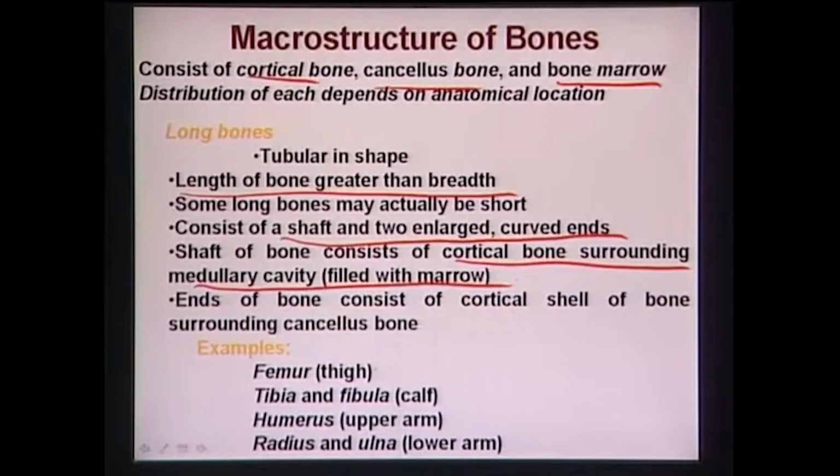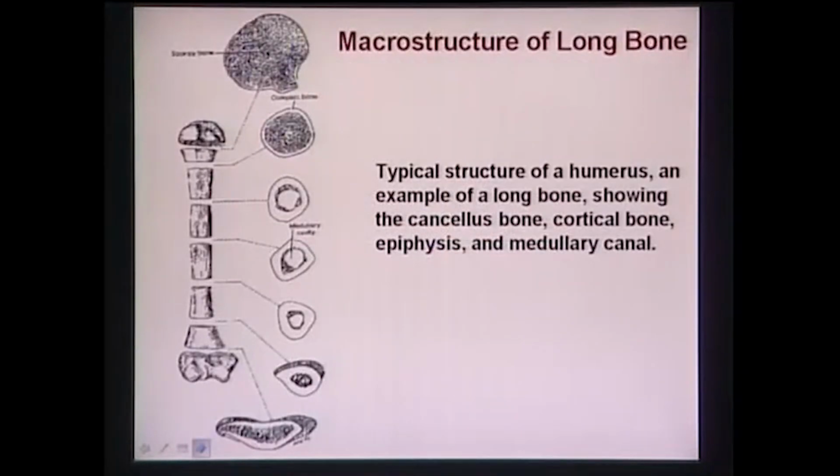Now examples of the long bones are the thigh bone, that is called femur, tibia and fibula, that is the calf bone, humerus, that is the upper arm, and radius and ulna, that is the lower arm. So you have the femur, tibia and fibula, the humerus, and the radius and ulna. Now let us see how the macro structure of the long bone looks. This is a typical structure of a humerus, and you have a kind of a cap here, and you have the long end also.